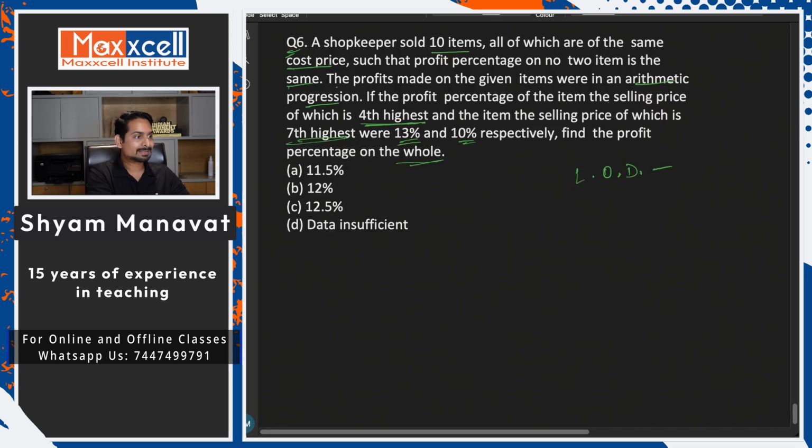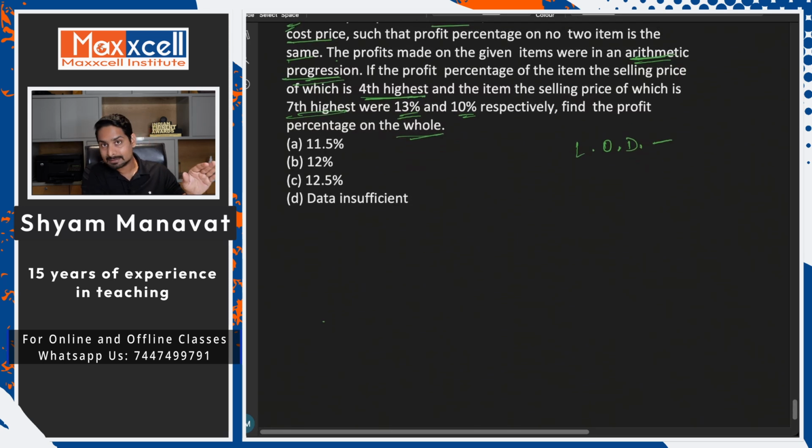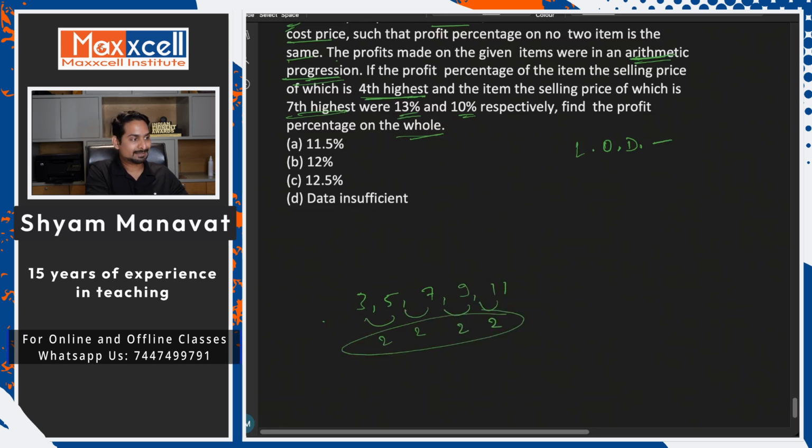So there is a term here, arithmetic progression. Are you aware of arithmetic progression? Here we have the profit and loss concept along with the arithmetic progression concept. So it's very easy. Arithmetic progression is when you see a series, a progression with a common difference. For example, you see 3, 5, 7, 9, 11. There is a difference of 2, right? So the difference has to be common. This kind of progression is called arithmetic progression.